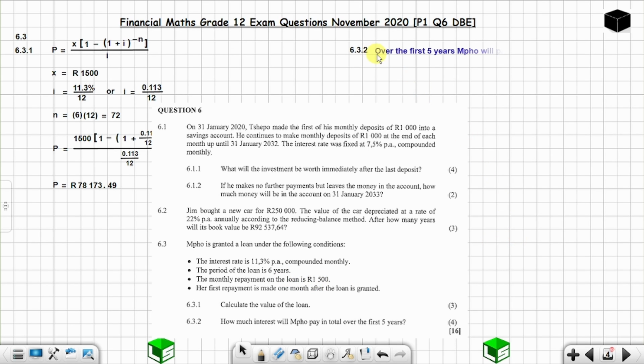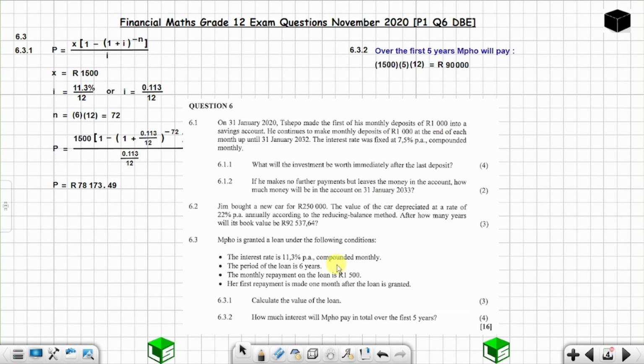So over the first 5 years, Mpo will pay this times 5 years. This is done monthly, every month for a period of 5 years, so you have to multiply by 12. Monthly, this is equal to, you are going to get 90,000. So this is what she's going to pay for a period of 5 years.